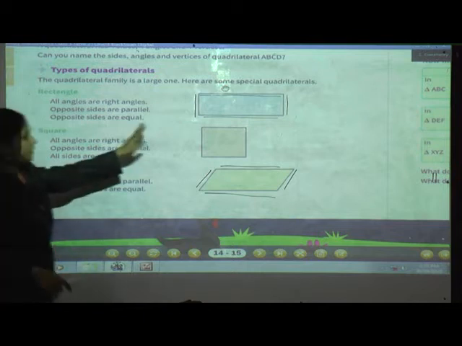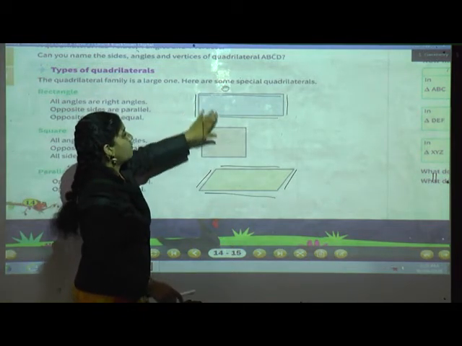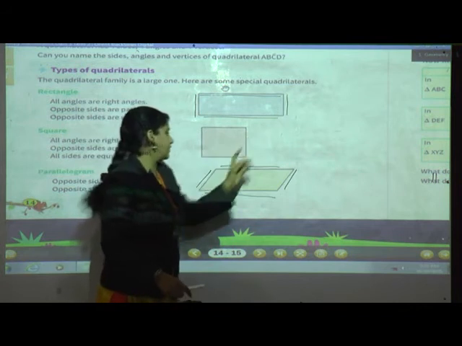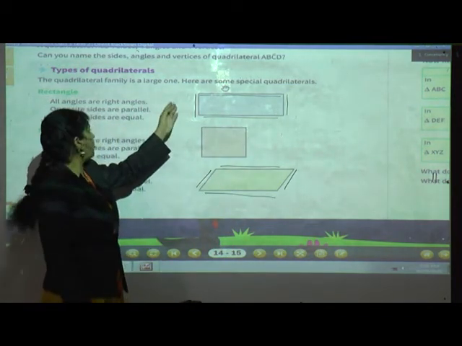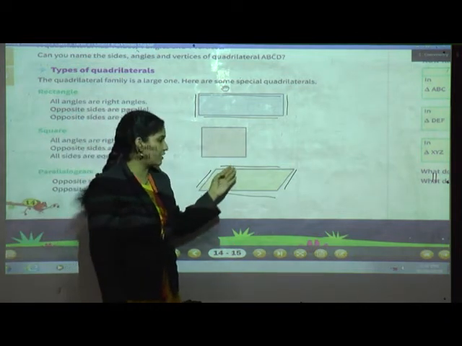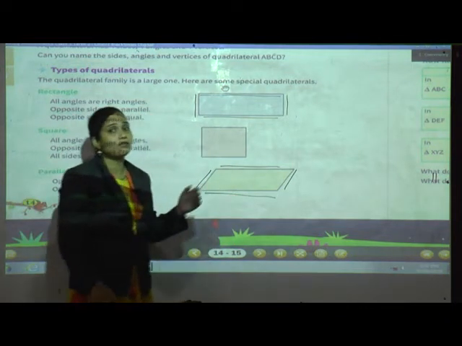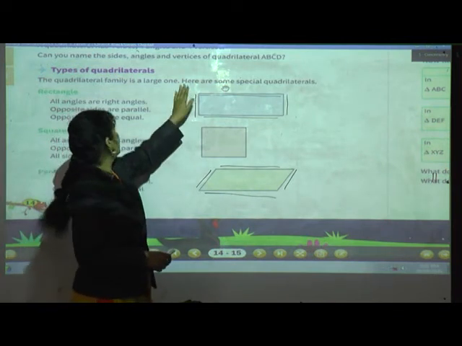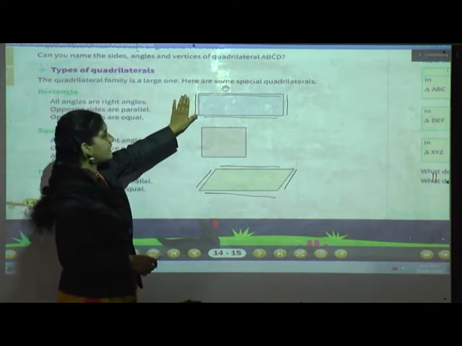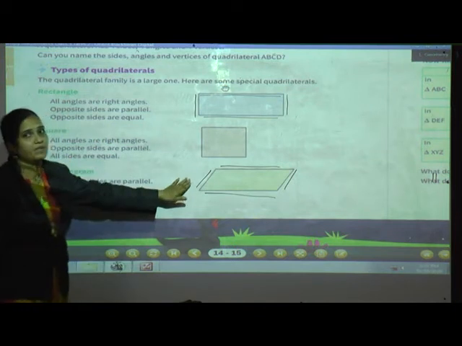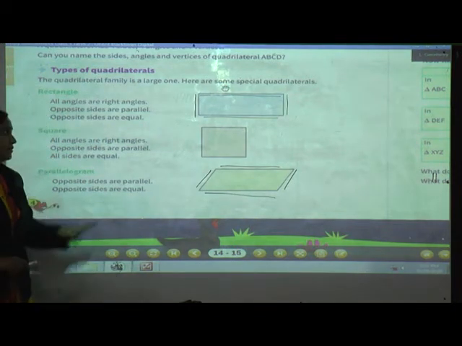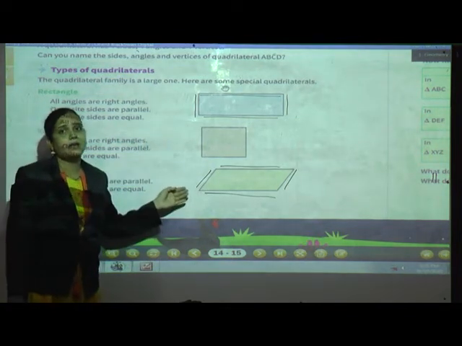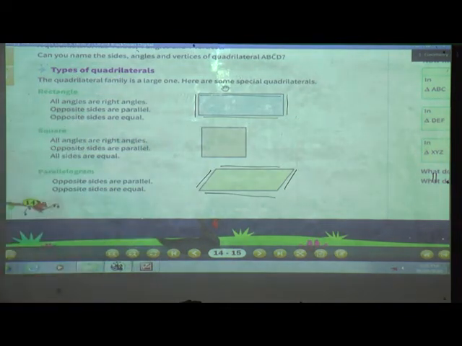See, here opposite sides are parallel. Even in parallelogram opposite sides are parallel. In rectangle opposite sides are equal in length. Here also opposite sides are equal in length. Then what is the difference? Yes, here angles are right angles, but in parallelogram the angles are not right angles. This is the difference between rectangle and parallelogram. So we'll see our next point, rhombus.